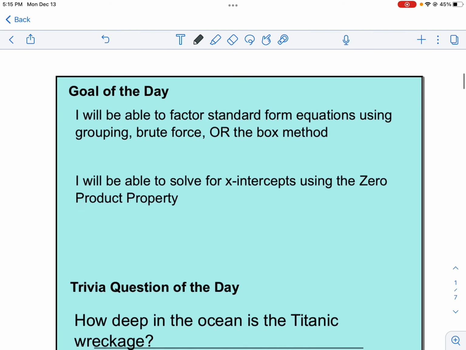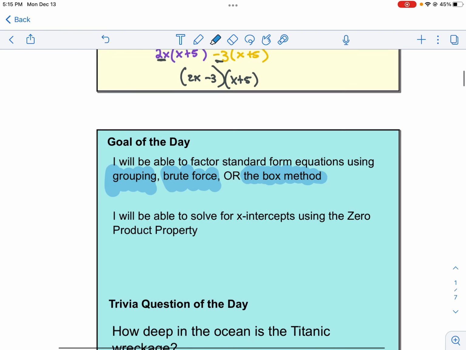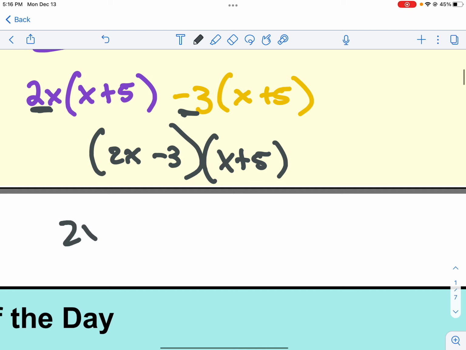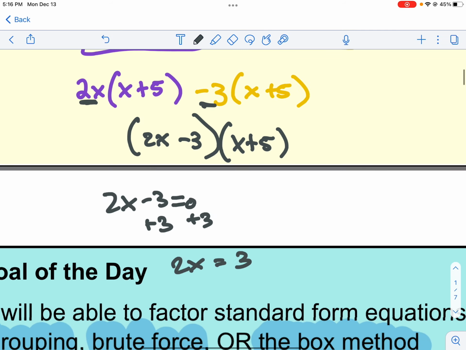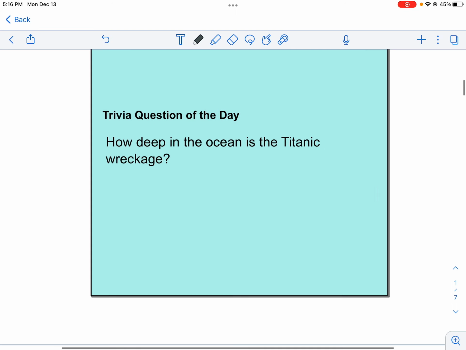2.4 miles. Today's goal is being able to use grouping, brute force, or maybe even the box method if you want to watch that extra video. Your other goal would be solving for your x-intercepts. So taking these guys, setting them equal to 0, and then solving for x. Remember, our x-intercepts are the same thing as our solutions. You'll see that in your homework.